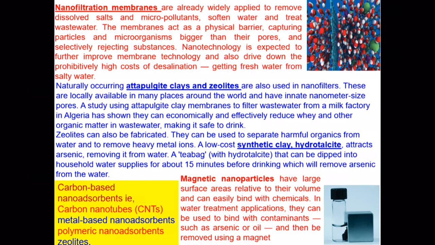So either you can make membranes and filter it out, all right? 50% of impurity you can remove using this membrane technology, and also you can make zeolites. It will absorb whatever impurities, and also you can use magnetic materials. You can remove impurities, but may not remove everything. All right, so you have to make a combination of these material systems so that you can have pure water.